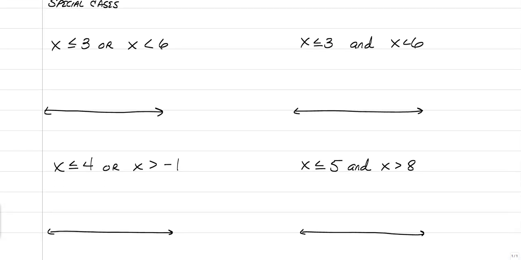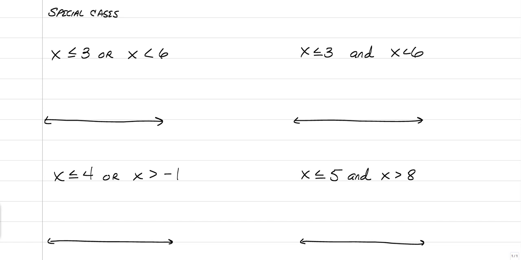So, let's talk about a few special cases, and then we are done with this video. Special case number 1. X has to be less than or equal to 3, or it has to be less than 6. So we're going to start less than or equal to 3, or less than 6.